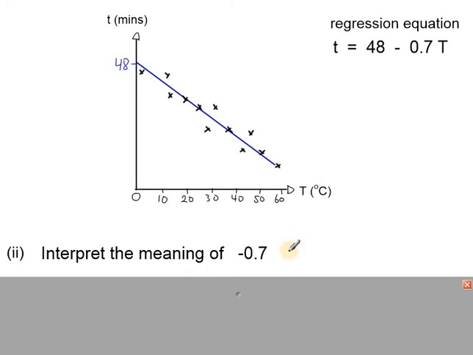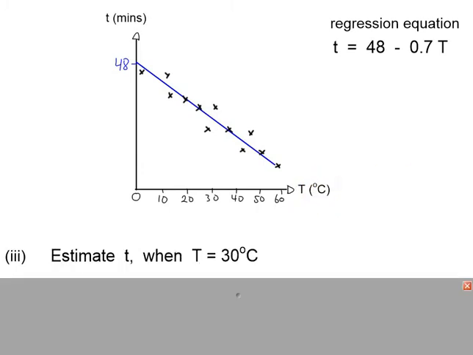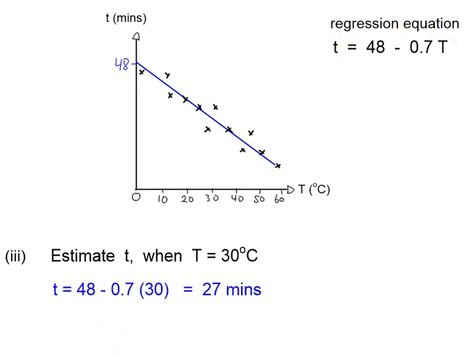What's the interpretation of the minus 0.7 in the regression equation? So it's the decrease, because of the minus, the decrease in time taken to dissolve for every 1 degree Celsius increase in the temperature of the water. Part 3, we want to estimate the time taken when the temperature is 30 degrees. So we can substitute 30 into the equation and work out the time, which gives us 27 minutes.